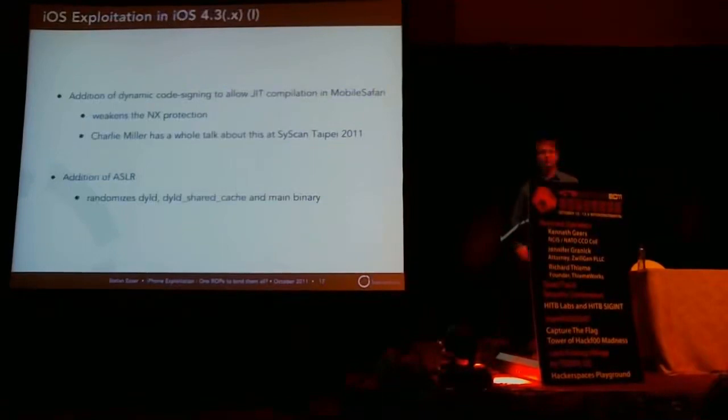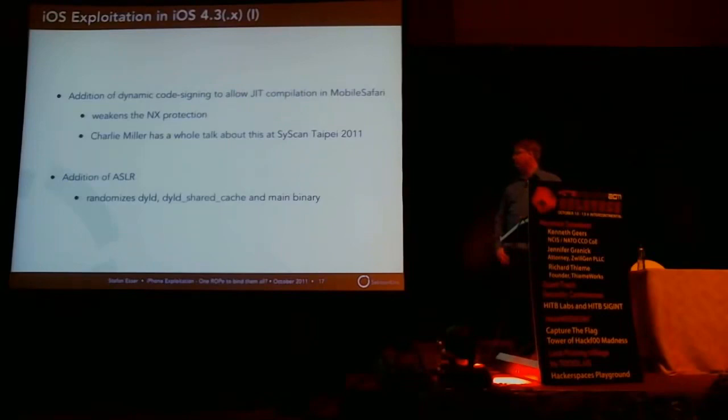So now let's go to the newer versions, to 4.3. Now Apple added something called the just-in-time compiler, the Nitro compiler, to mobile Safari. And this adds something called dynamic code signing, which allows Safari to actually have writable and executable memory. Of course, this weakens the protections a bit, and I will not go into it at all because Charlie Miller will have a whole talk about it next month in Taipei. So I will only care about the ASLR for this talk.